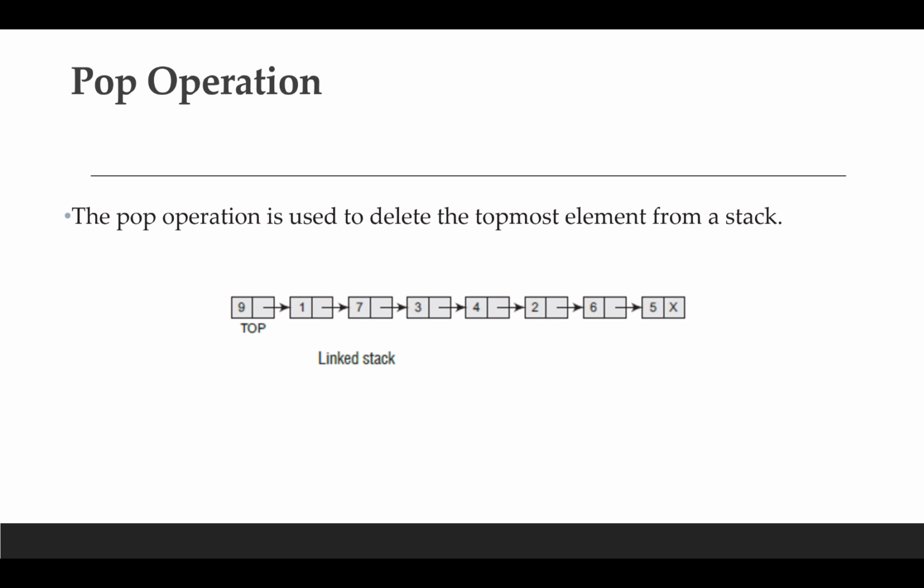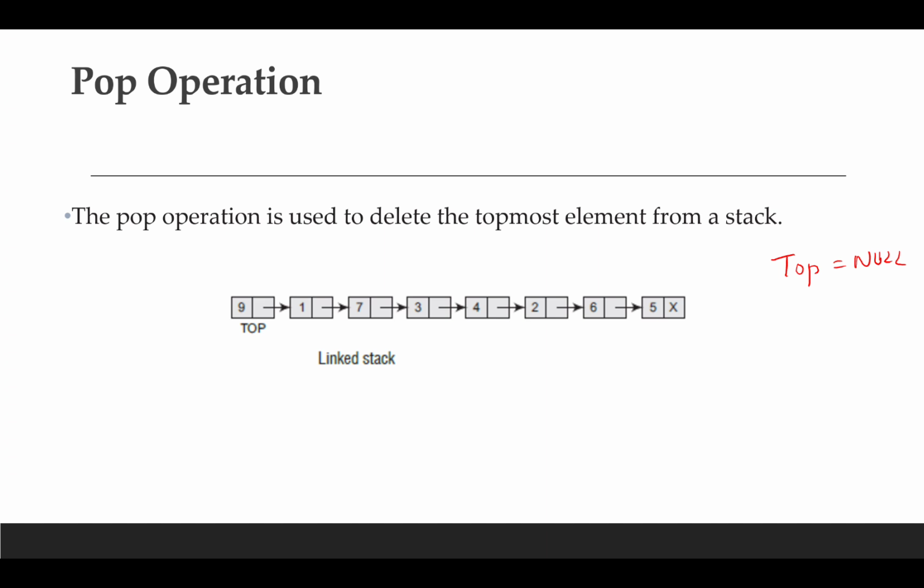It is used to delete the topmost element from the stack. Before deleting the value, first we have to check whether top is equal to null. Why are we checking this condition? If the stack is empty, we don't require any delete operation. If this condition is true, it will print the message underflow, that is, the stack is already empty and there is no element to delete.